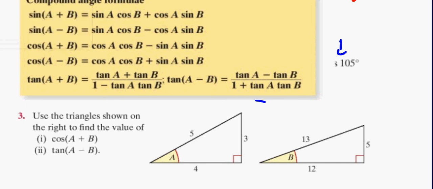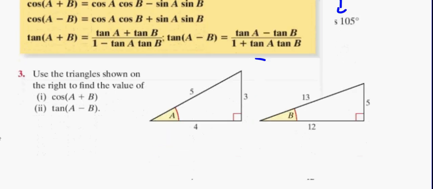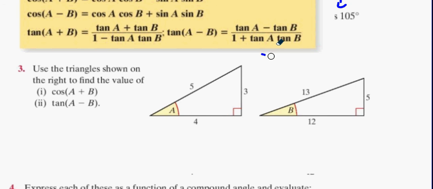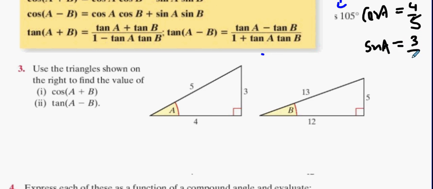Lads, using this right angle triangle, what's cos A? Can anybody tell me what's cos A? Cos A is 4 over 3. Alright? What's sin A? No, cos A is not 4 over 3, it's 4 over 5. What's sin A? 3 over 5. What's tan A? 3 over 4.